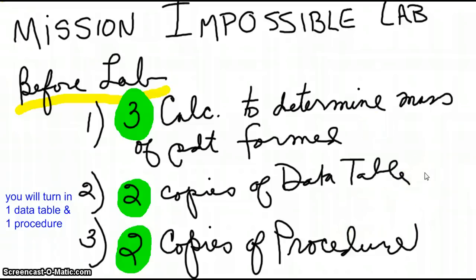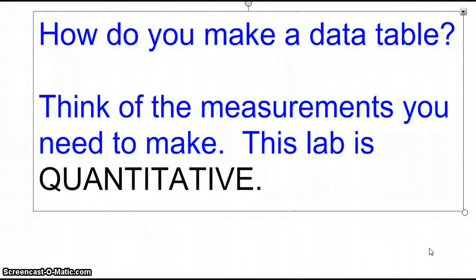You're going to, on the computer, prepare two data tables, one for me, one for you, and two procedures, one for me again, and one for you. Thinking about making the data table, you want to consider your procedure and the types of measurements you will be making. Lab is quantitative, so you'll be taking numerical measurements.